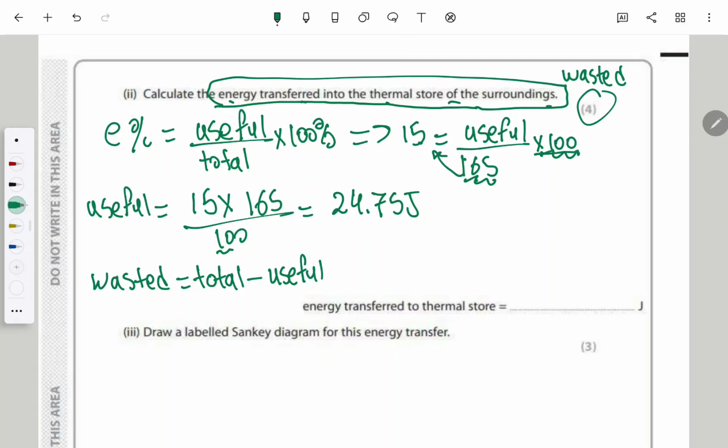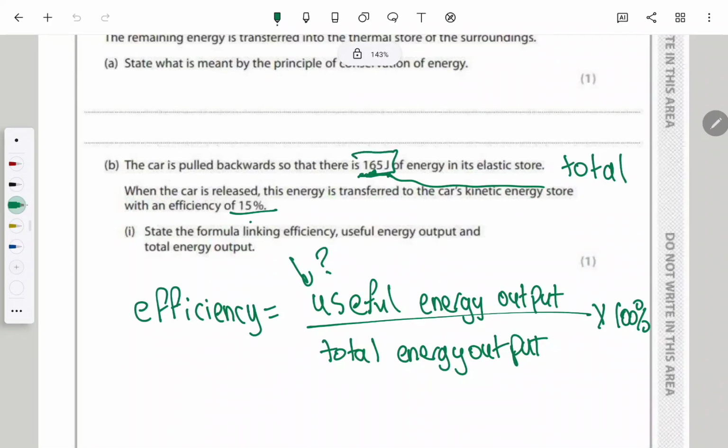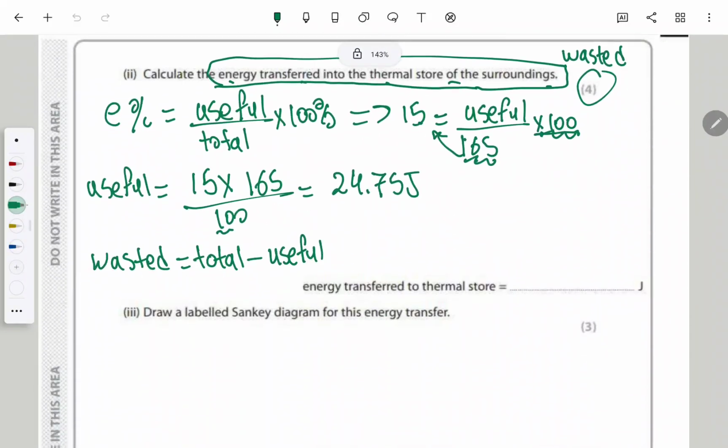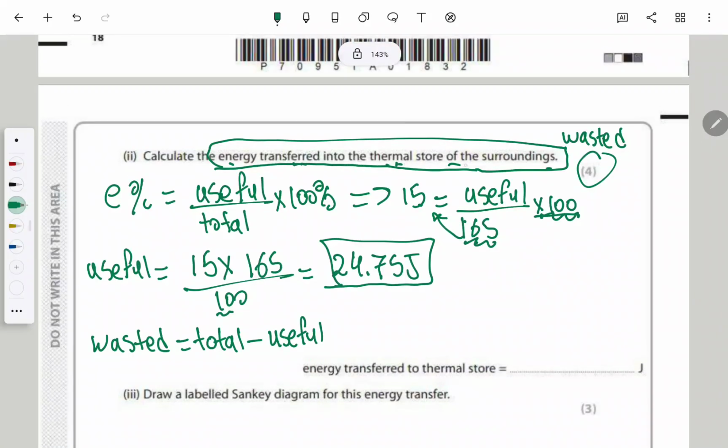Okay, and I hope you guys understand this because the total energy, look, at the beginning I had 165 joules. 24.75 of them were used into making the thing roll forward, so they were useful. And the rest of them all were transferred to the thermal store of the surrounding. I'm trying to find out the rest of them.